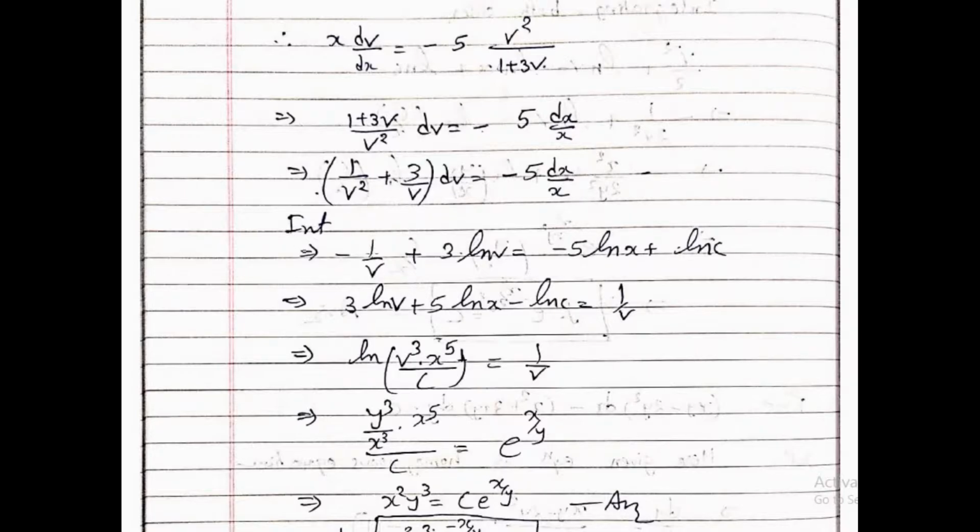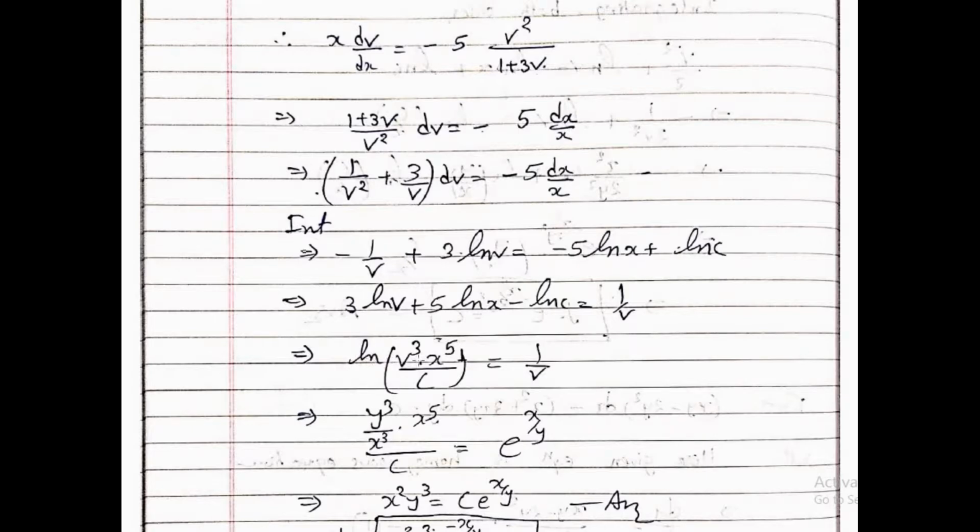Integrating, that will give you minus 1 upon v, since the integration of 1 upon v² is minus 1 upon v. And 3 upon v has the integration 3 log v. dx upon x has the integration log x, plus log c. And taking the logs on one side and the remaining on the other side, that will give 3 log v plus 5 log x minus log c is equal to 1 upon v.